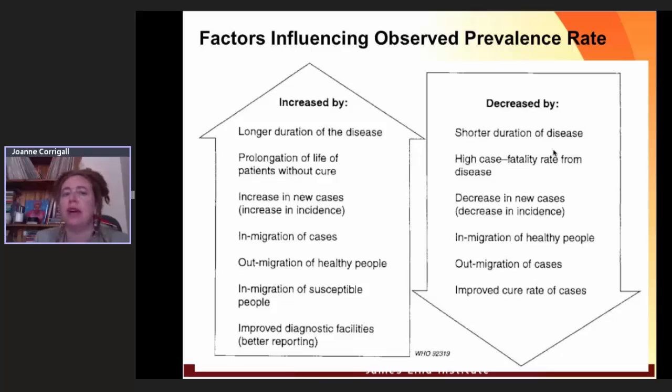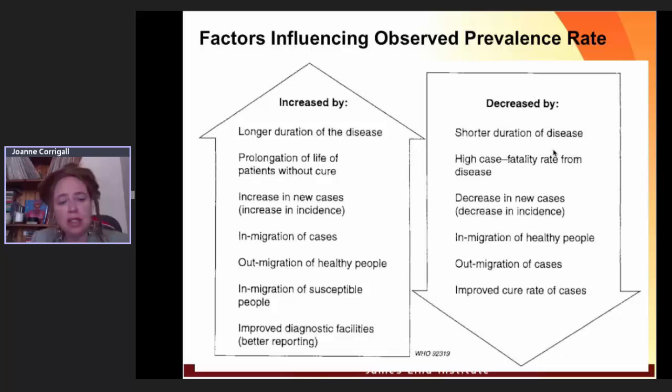So even though we have an increased prevalence rate of HIV, in fact, this is a sign that our public health measures are working. Other reasons why you might see an increase in prevalence can be new cases coming in. So there could be mass migration from a country, for example, that has a lot of HIV.